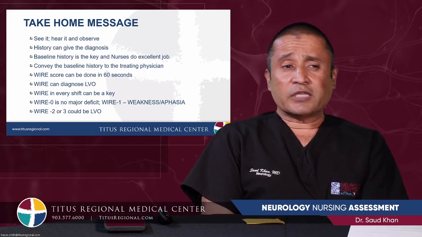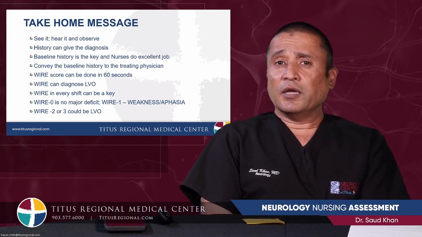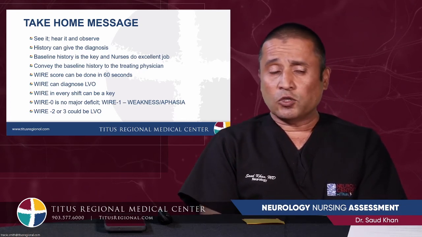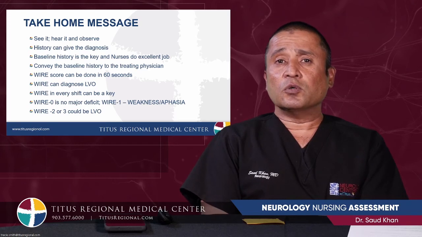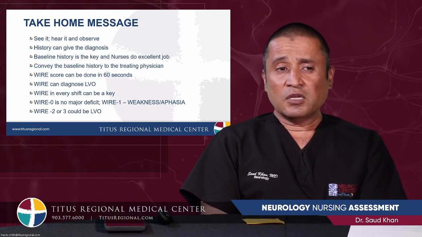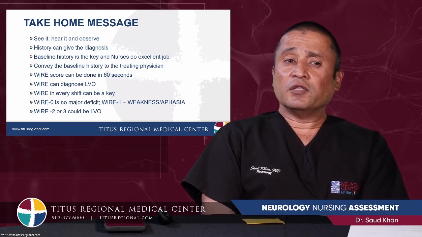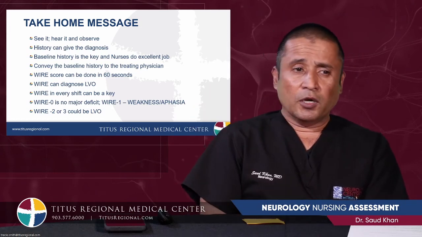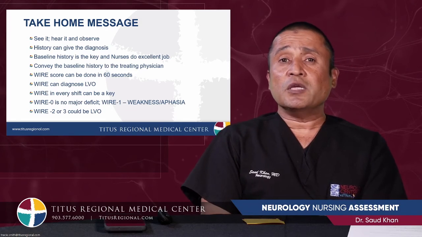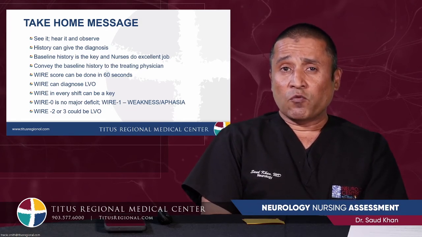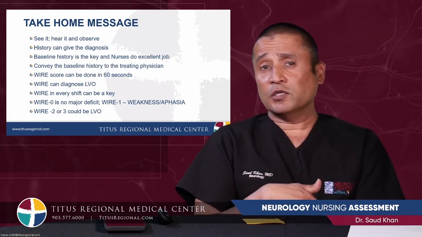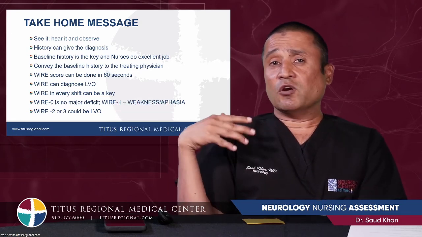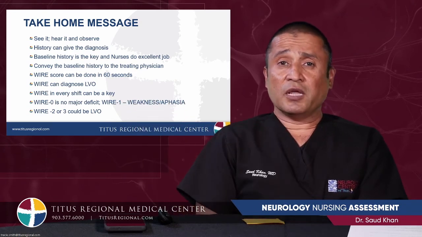The WAVE score can diagnose large vessel occlusion. In every shift, please do the WAVE score and document it in your charts. WAVE score 0 means there is no deficit. WAVE score 1 means there is some weakness, aphasia, or vision loss. And WAVE score 2 or 3 could mean large vessel occlusion, when the patient can have one-sided weakness, other-sided eyeball deviation, and the patient cannot talk, or has a neglect.